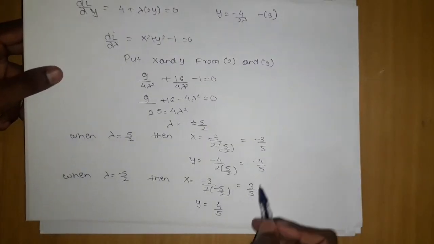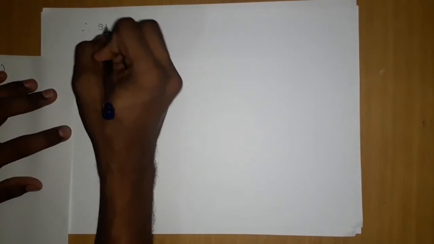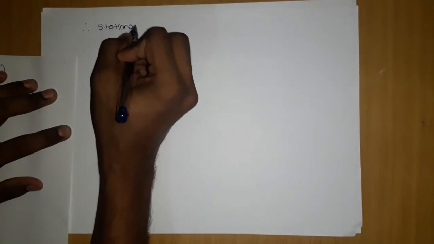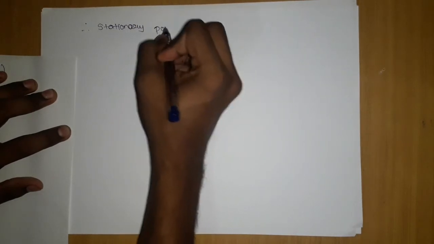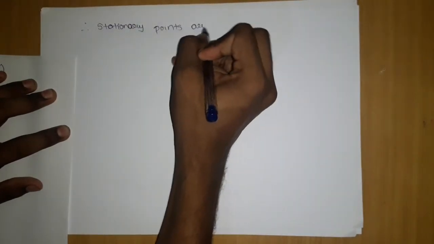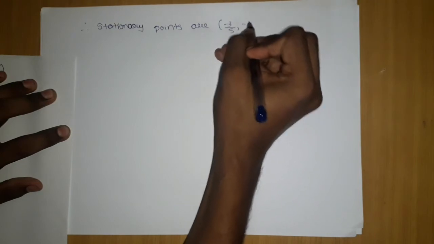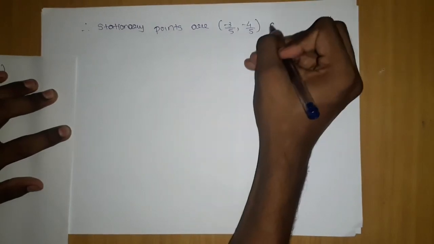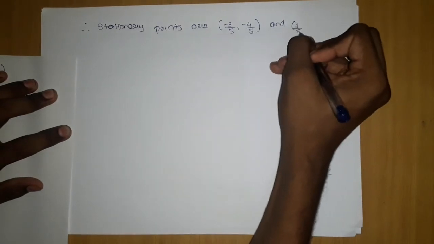Let me get to the next page. What we can see is that we got the stationary points: minus 3 by 5 comma minus 4 by 5, and 3 by 5 comma 4 by 5.